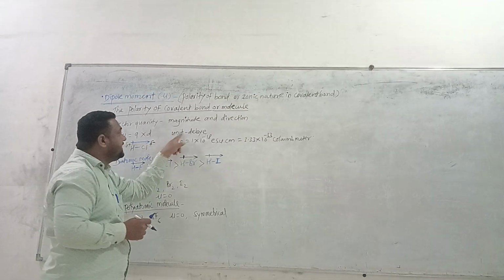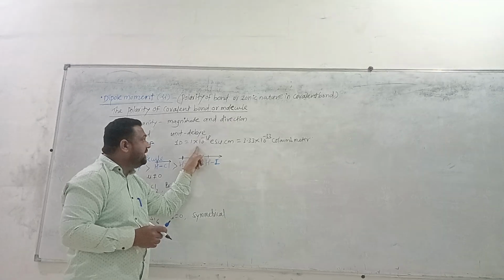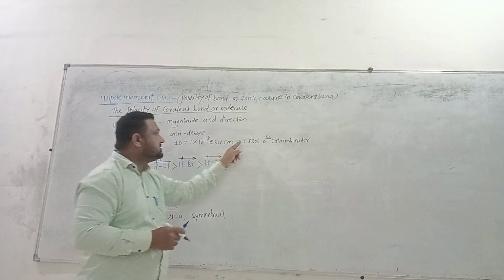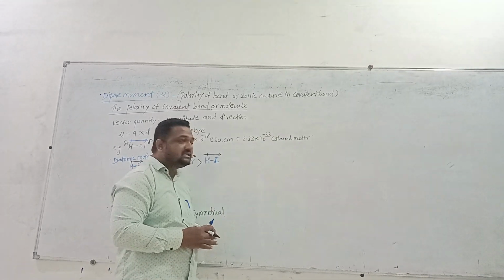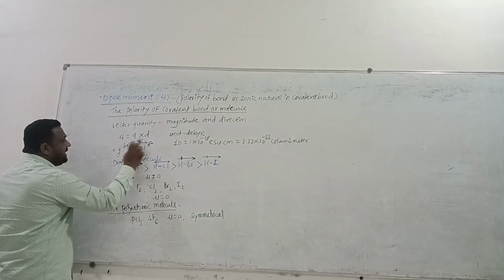The unit of dipole moment is the Debye. One Debye is 1 into 10 raised to minus 18 ESU centimeter, that is 3.33 into 10 raised to minus 30 coulomb meter. Understand? The dipole moment is represented by this arrow.